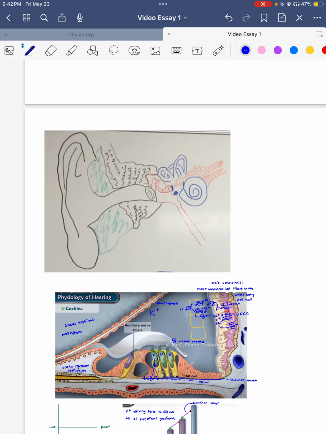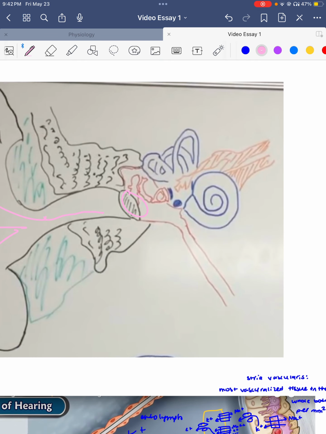So sound waves enter the brain, and they enter the outer ear, travel through the auditory canal to the tympanic membrane, or the eardrum, located right here. This causes a vibration. As the tympanic membrane moves, it will move these 3 ossicles right here. 1, 2, 3. These ossicles are called the malleus, the incus, and the stapes.